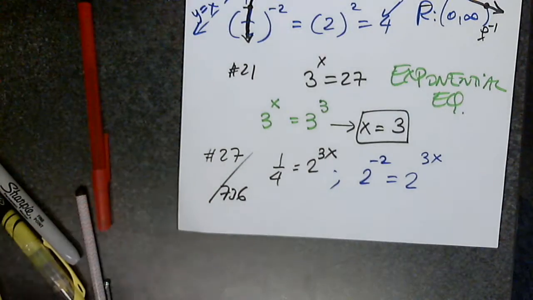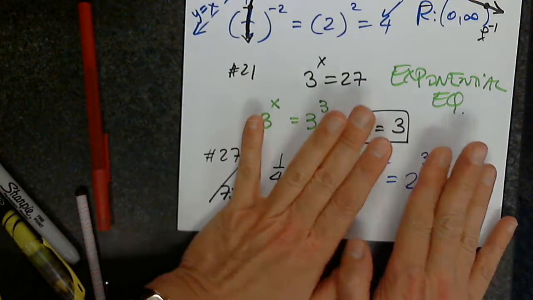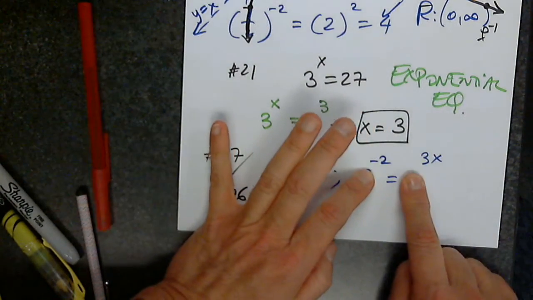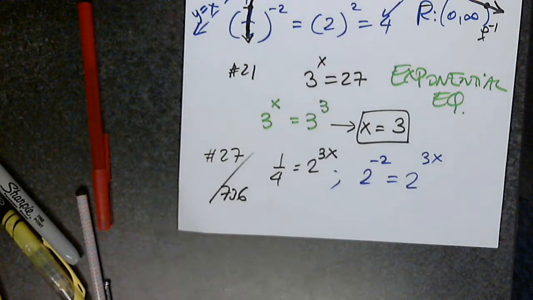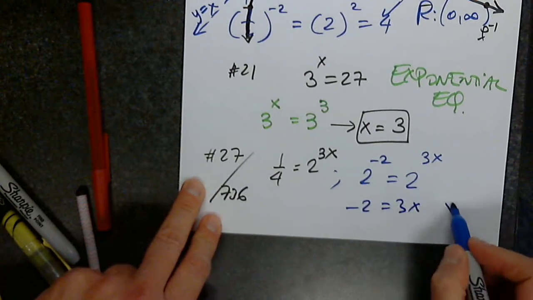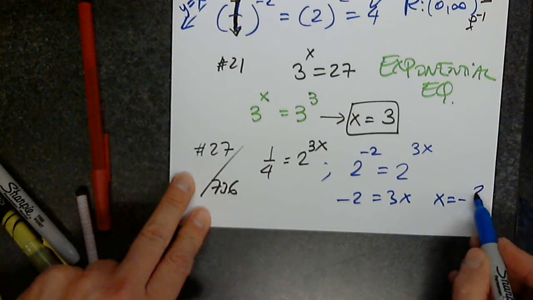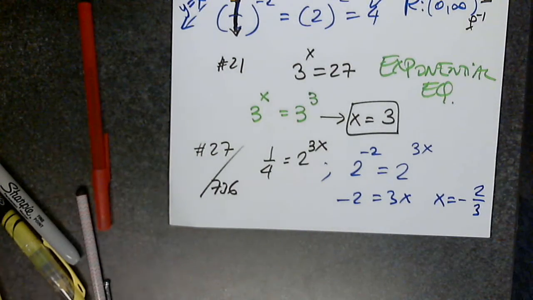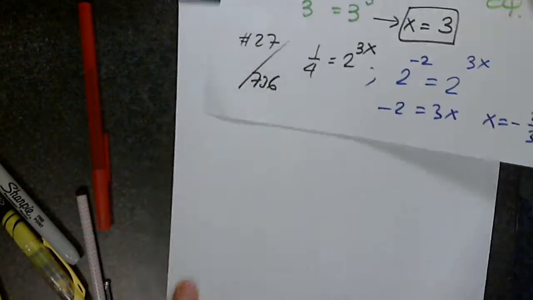So now I'm back to the previous situation. Two numbers are equal and they have the same base. What has to happen to their exponents? They're the same. Yes. So then negative 2 must equal 3x, therefore x must equal negative 2/3. Excellent. Okay, one more and then we'll look at a word problem. Like 35. Any questions? Stop me if you have questions, please.